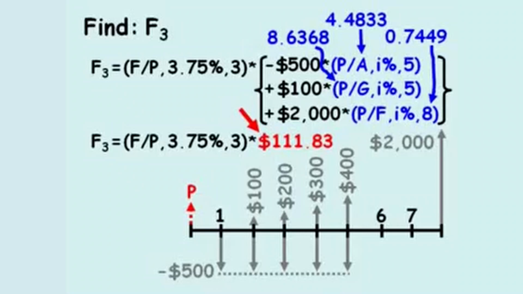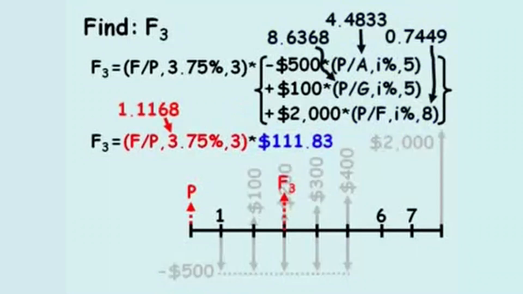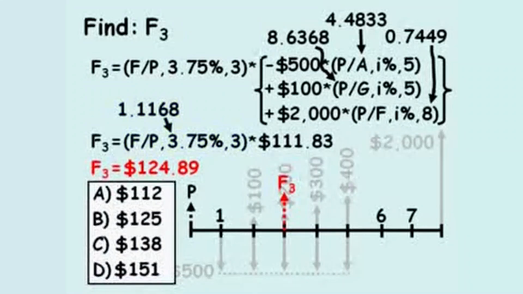At this point, we can compute the equivalent present value of the cash flow diagram, which equals $111.83. Lastly, we have to convert this present worth to a future worth after 3 years, which equals $124.89. When reviewing the possible solutions, the answer is B.